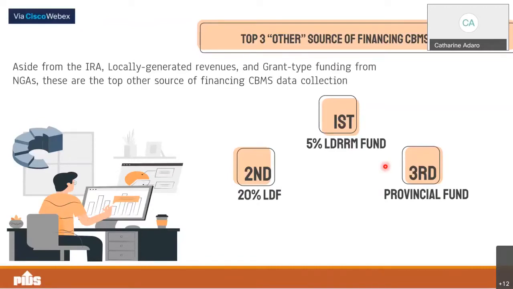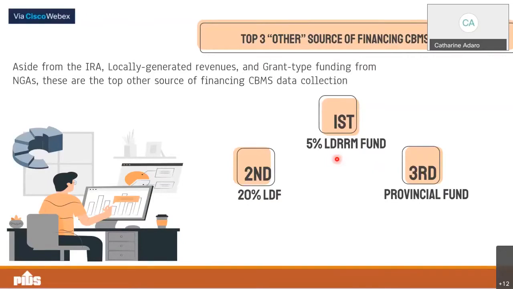For the LDRRM fund, purposes of the fund shall be for the support of disaster risk management activities, such as pre-disaster training programs, post-disaster activities, such as repair and rehabilitation of infrastructure, payment of insurance premiums of property, and relief and recovery programs. So there is the question of the basis of utilizing this source of fund for the CBMS.